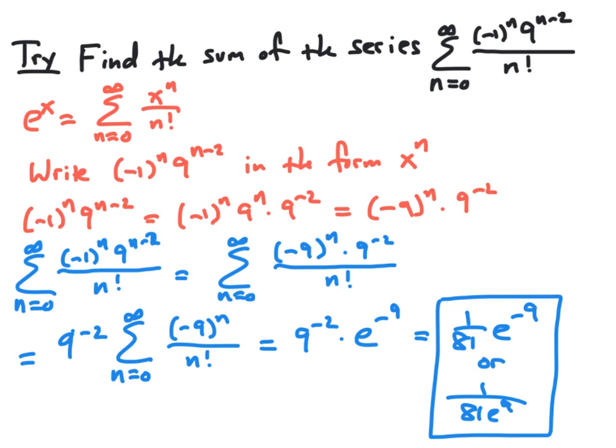This summation is the Maclaurin series for e to the x with x equal to negative 9, and so therefore the sum is e to the negative 9. Multiplying that by 9 to the negative second power, which is 1 over 81, we can write the sum of our series as either 1 over 81 times e to the negative 9th, or if you'd like to avoid negative exponents, we can write this as 1 over 81 e to the 9th.